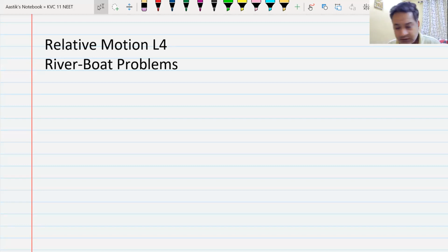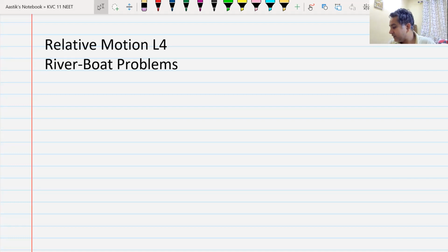This is the last lecture on relative motion. In today's class, we will finish up relative motion, and maybe by this week, there is one more small thing left in motion in 2D, that is circular motion. I think we will complete it in 2 classes, and we will wind up motion in 2D. Anyway, today is relative motion lecture 4, and in this part we will do crossing of the river problems.